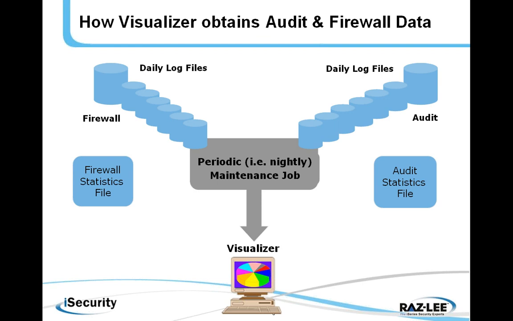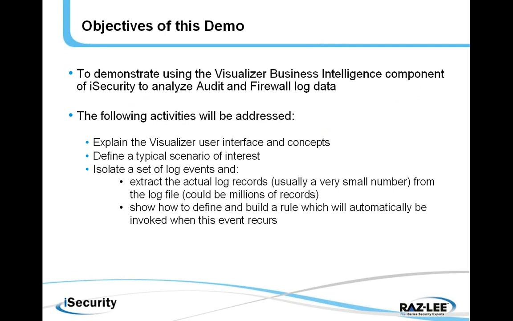This data warehouse is built periodically, usually nightly, via a maintenance job which takes the Firewall and Audit daily log files and prepares a file which is used by Visualizer, the graphical user interface of Visualizer, as input, using the statistics file produced from the maintenance job, both for Firewall and for Audit.